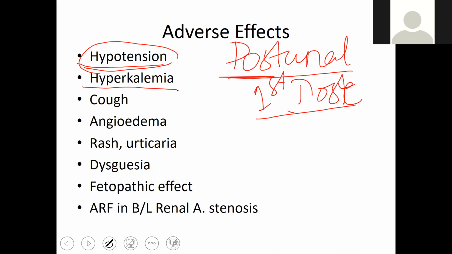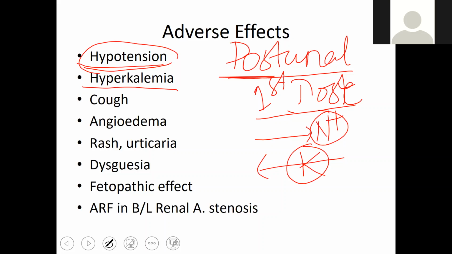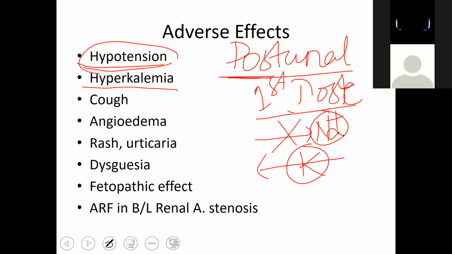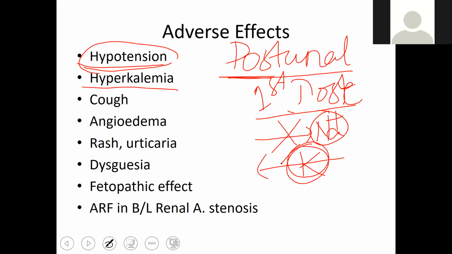Hyperkalemia. Why will there be hyperkalemia? We have seen that aldosterone-mediated sodium entry and potassium exit happens in the collecting duct. If we are blocking this, we are blocking the absorption of sodium in the renal collecting duct, and at the same time we are also indirectly inhibiting the excretion of potassium from the body. Because of the decreased potassium excretion, there is hyperkalemia in the body.